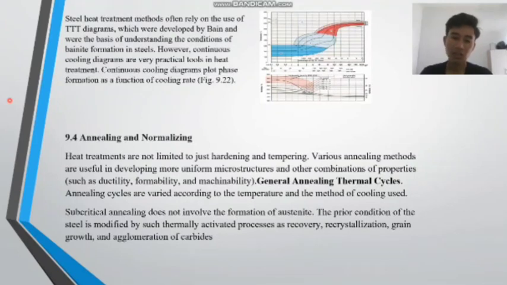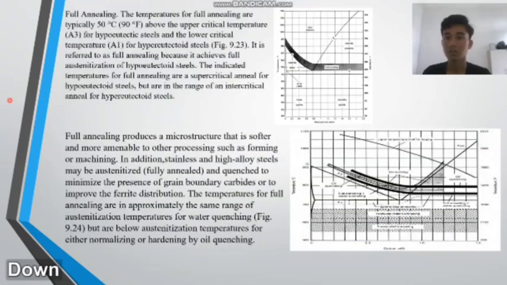Subcritical annealing does not involve the formation of austenite. The prior condition of the steel is modified by such thermally activated processes as recovery, recrystallization, grain growth, and agglomeration of carbides. Next, full annealing.